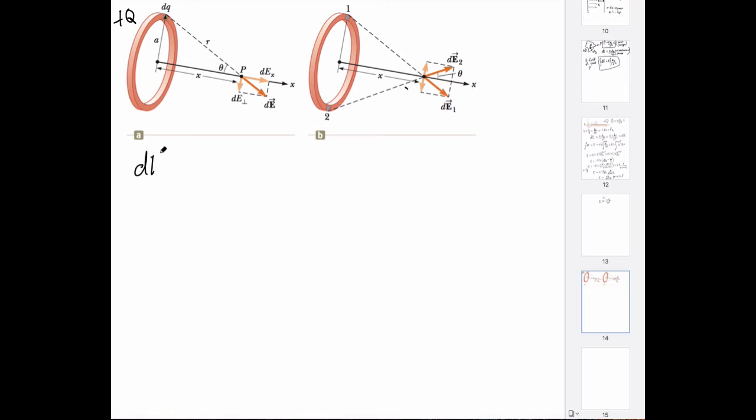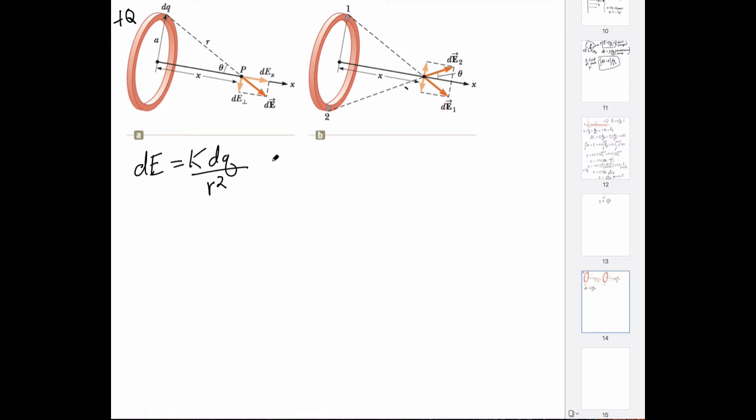So the differential E field in this guy is going to be k times the differential charge divided by the radius squared, but the radius in this case, let's go ahead and put r squared. So we're going to come back to that in a minute. And again, this is just the magnitude. So what do I mean by r squared?